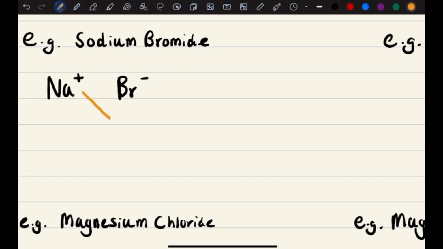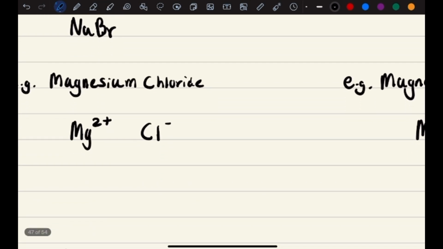So this plus is going to go there. This minus is going to go across here. So what are their values? They're 1 and 1. Hence, NaBr is going to be the chemical formula for sodium bromide. And we'll go through more examples as well.